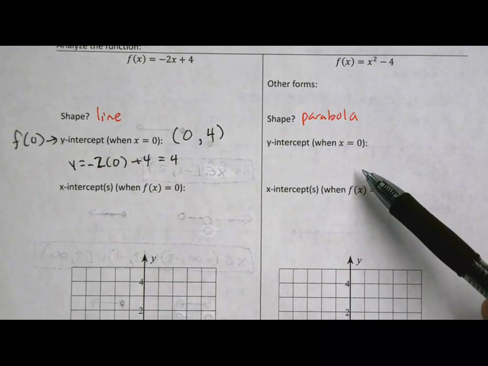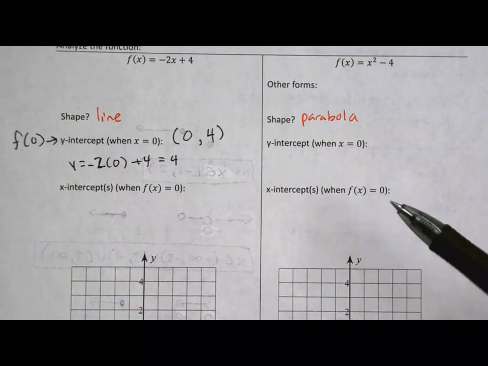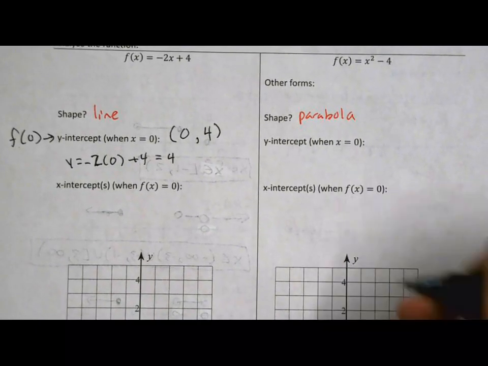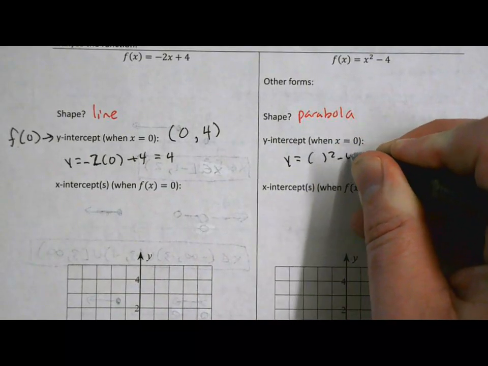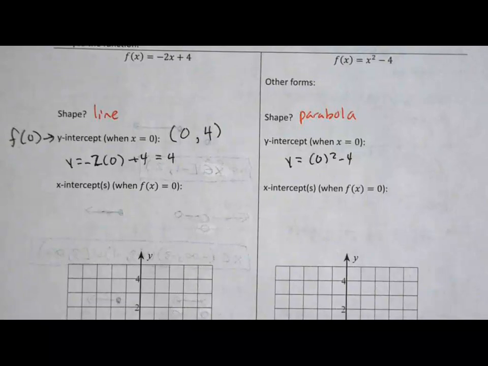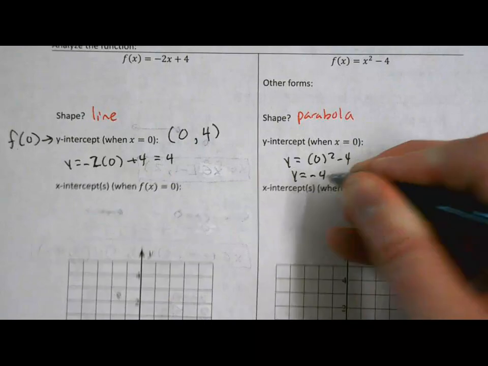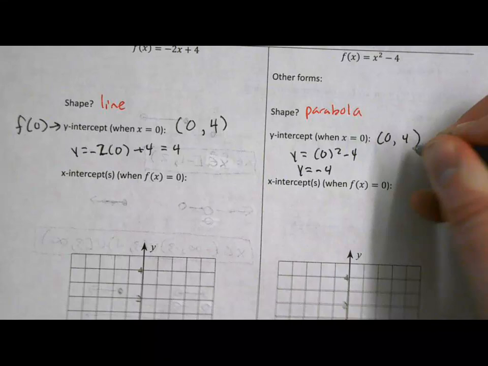If I want to find the y-intercept for any function ever, what do I do? Put 0 in for x. So I would take my function, y equals x squared minus 4, I plug in 0, and I get y equals negative 4. So 0, negative 4 for that y-intercept.